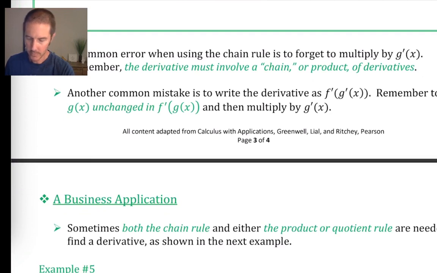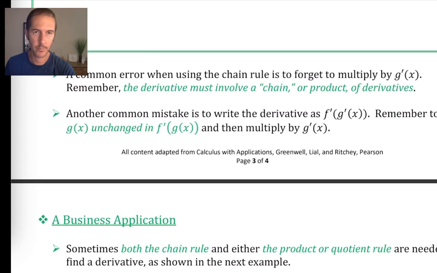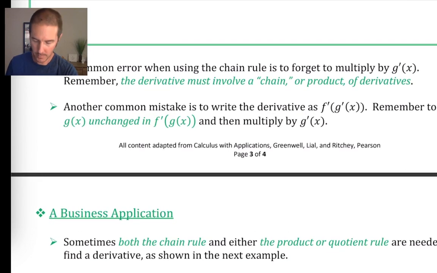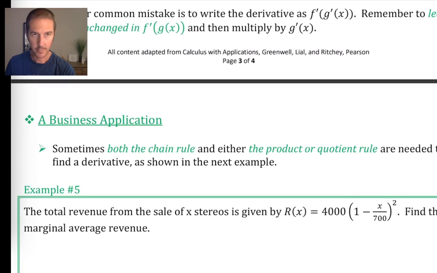A common error when using the chain rule is to forget to multiply by g prime. Yeah, for sure. Honestly, if you forget to multiply by g prime, then you're not really using the chain rule. You're just taking an incorrect derivative. And another common mistake is to put g prime into the function. Yes, don't do that. Okay. Now forget about those wrong things that I just highlighted there.